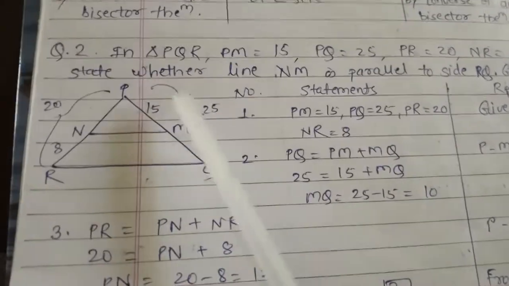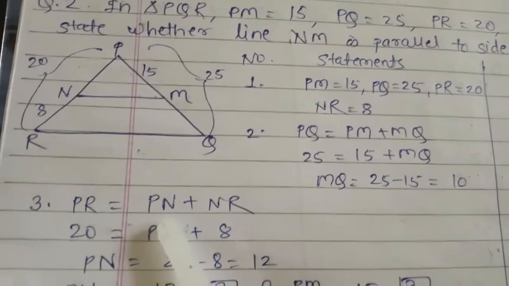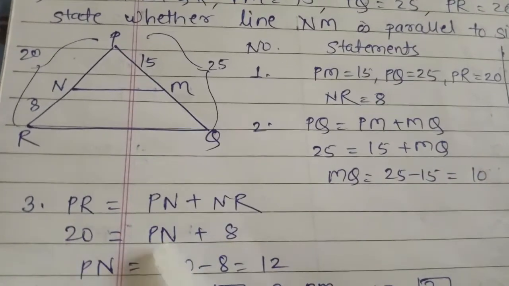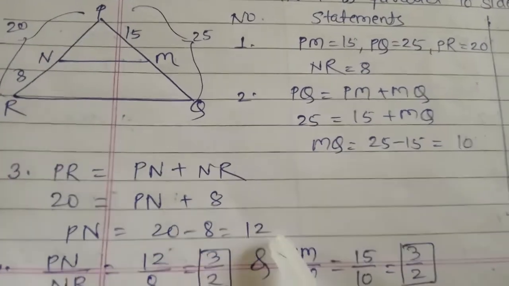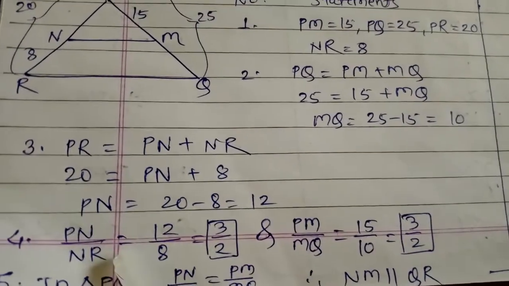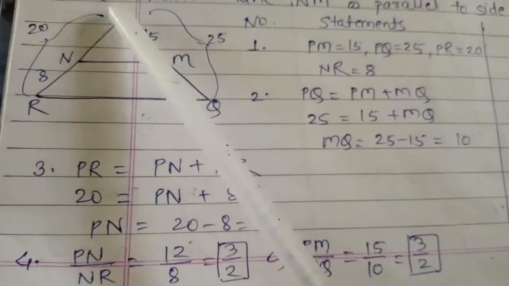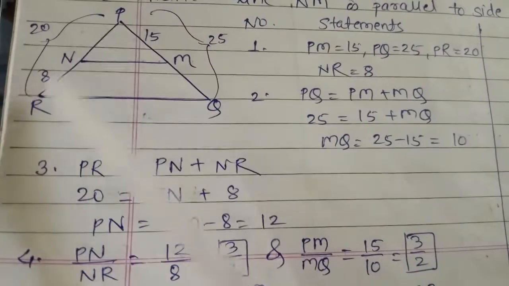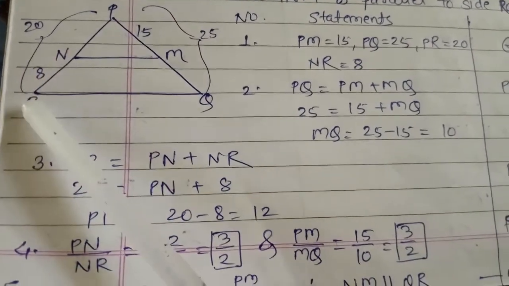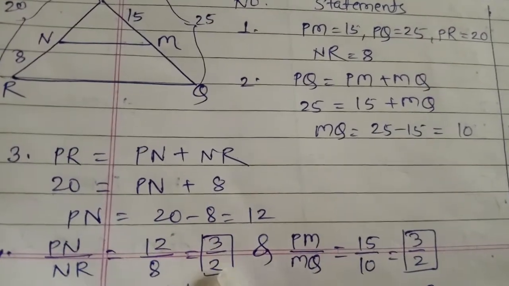Now the next one: here also PR is equal to PN plus NR. So the value of PR is 20, and PN plus NR, where NR is 8. So PN is equal to 20 minus 8, which is equal to 12. Next, PN upon NR. We are going to find this ratio. Here also the reason is N is in between P and R. We already found PN as 12. So 12 upon 8, that is 3/2.